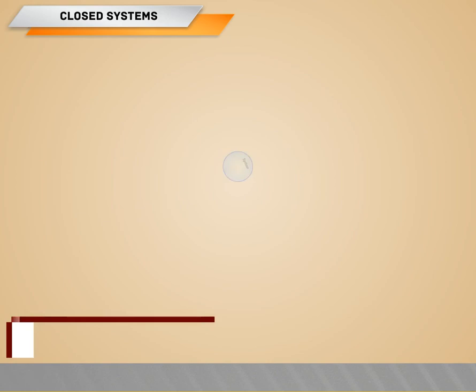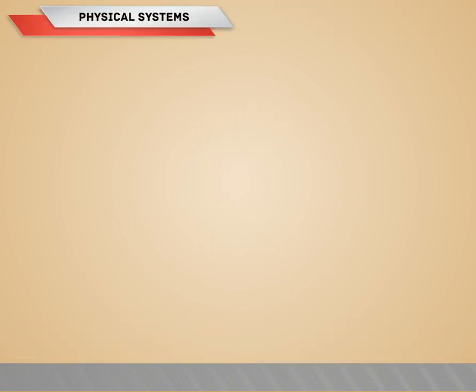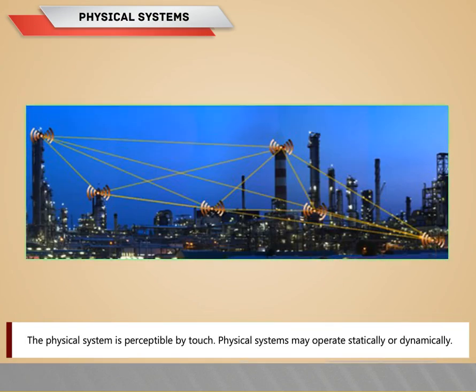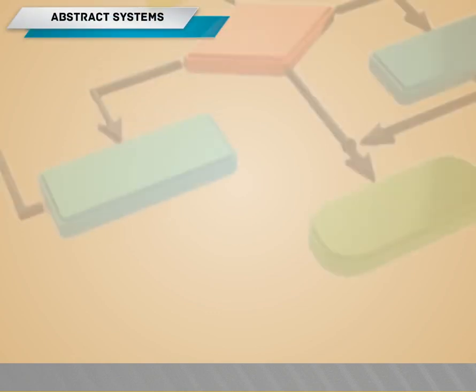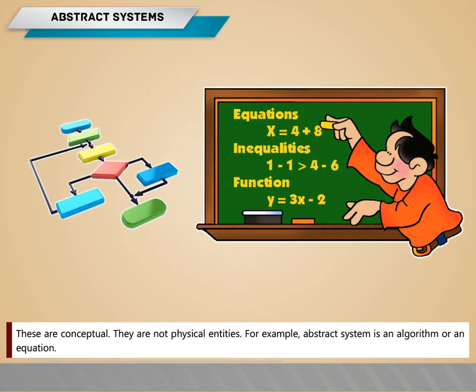Closed systems. The closed system is distinct from the environment. The change of environment does not affect the system. Physical systems. The physical system is perceptible by touch. Physical systems may operate statically or dynamically. Abstract systems. These are conceptual. They are not physical entities. For example, an abstract system is an algorithm or an equation.